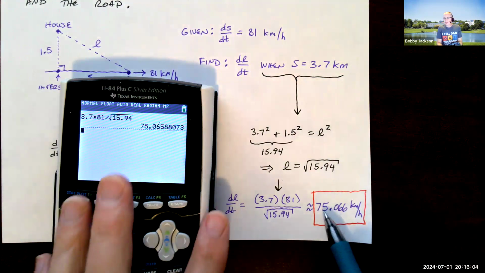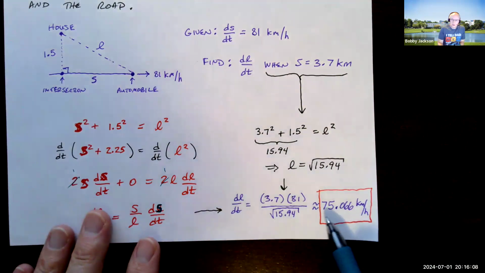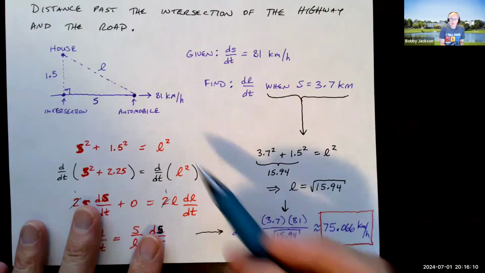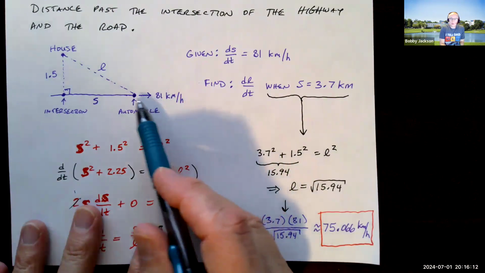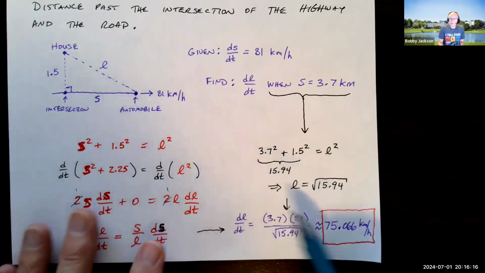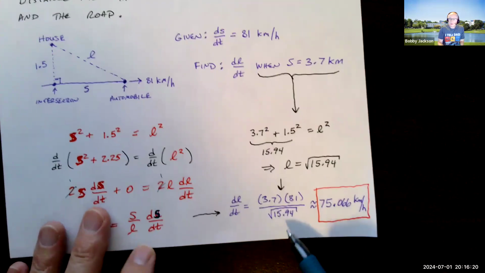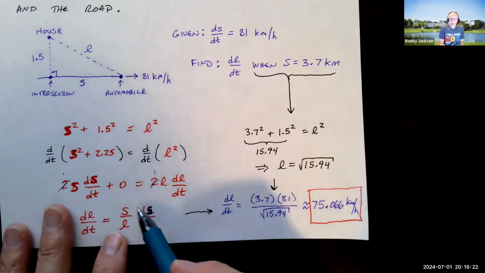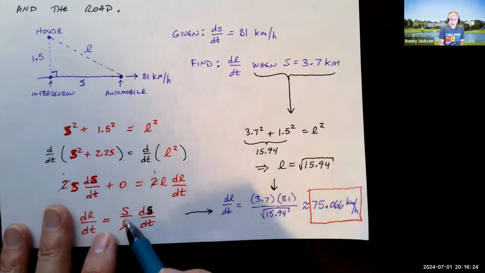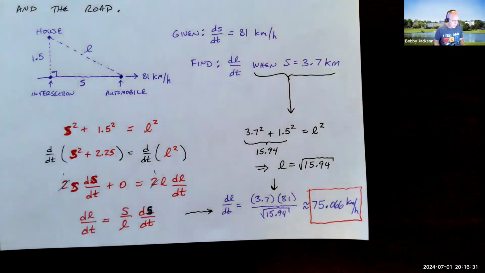Notice the units, so 75.066, the units have to be kilometers per hour, because our rate of change for the automobile, the speed that it's moving, is in that unit. So the rate of change of L with respect to time is 75.066 kilometers per hour. You can also get that from the fact that S is in kilometers, L is in kilometers, so this is unitless. ds dt is in kilometers per hour, so we get the correct unit.